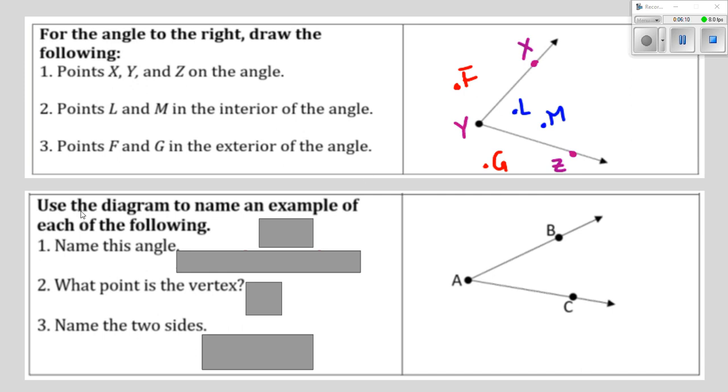Now, it says use the diagram to name the example of each of the following. So we have an angle. Name this angle. Well, I already named it one way: angle BAC. If you go in the other direction, it'd be CAB, or you can also label it as angle A. Every angle has a vertex, and if there's a label or a number, then you can name it by that letter or number. So there are three ways: angle A, angle BAC, or angle CAB, depending on which point you start at.